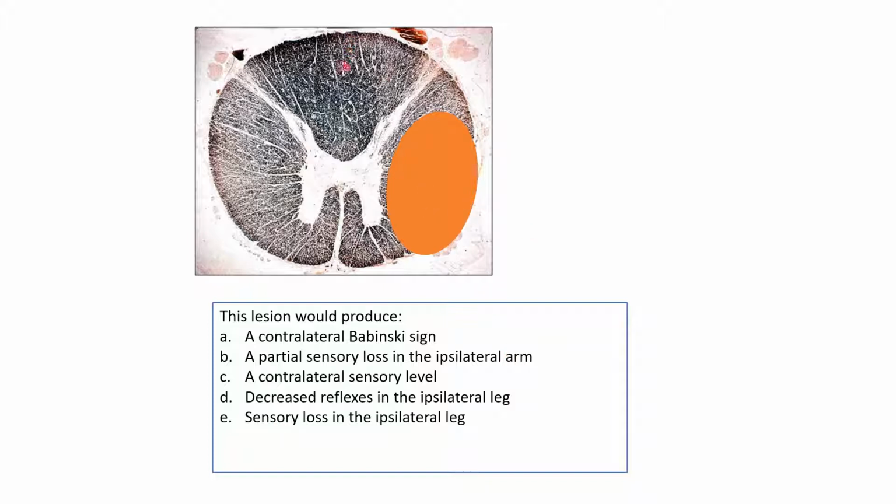No, because the dorsal columns are spared, and the spinothalamic tract has crossed over to the other side from the other side. So there would not be ipsilateral findings of pain and temperature. So C is correct.